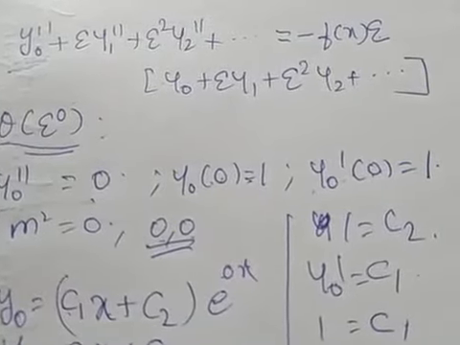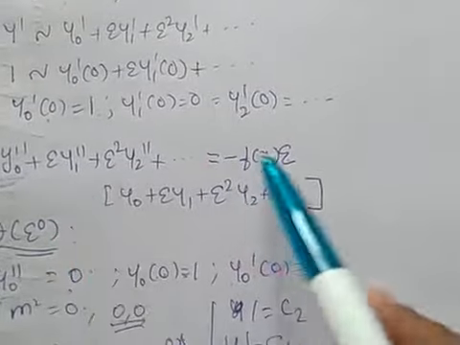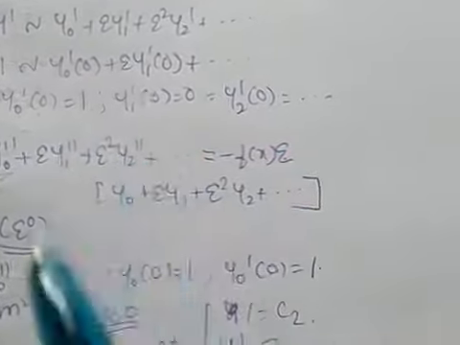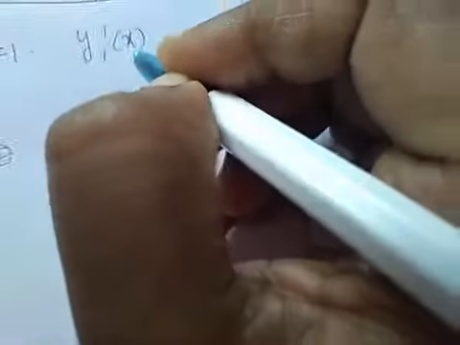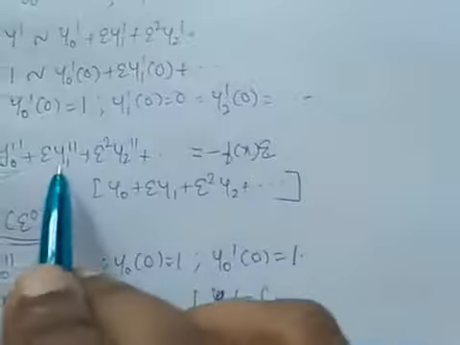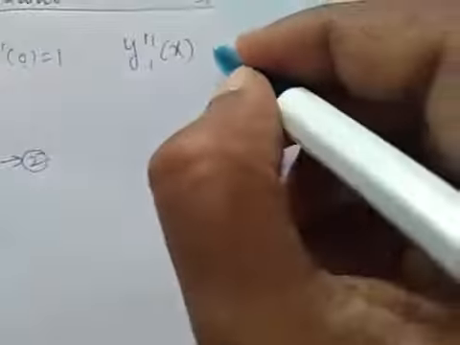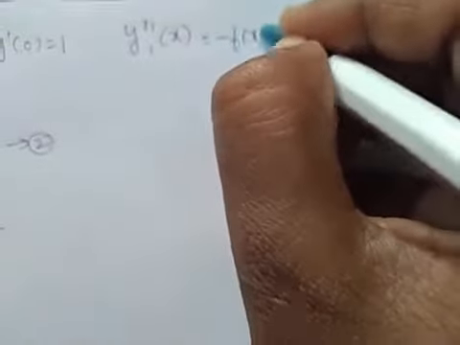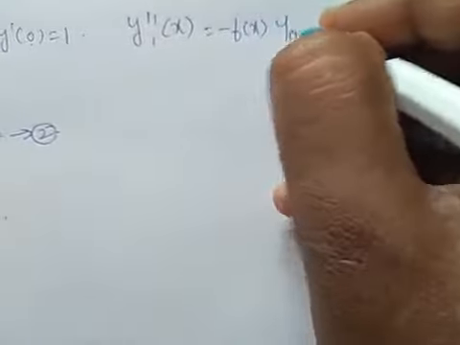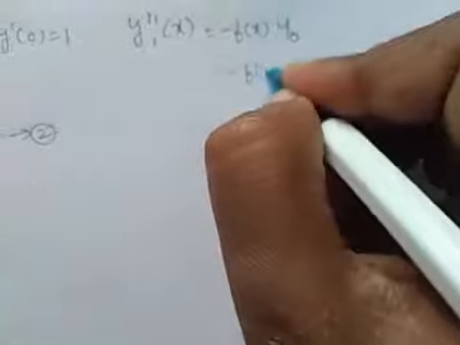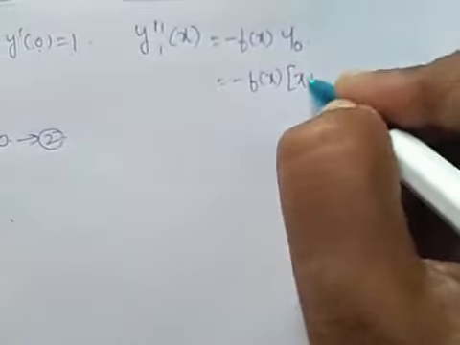Now we have to find the second term. To find the second term, we have to equate the coefficient of epsilon. So equating the coefficient of epsilon, we are having y1 double dash of x is equal to minus f of x y0. So what is y0? We already got the result x plus 1.